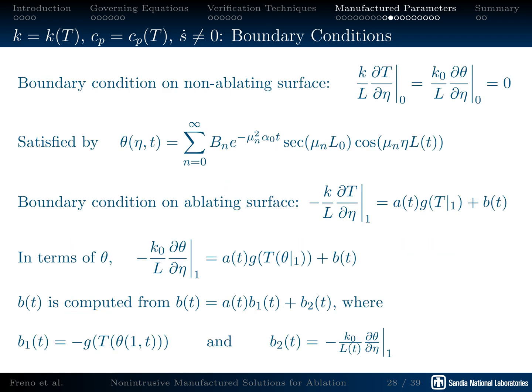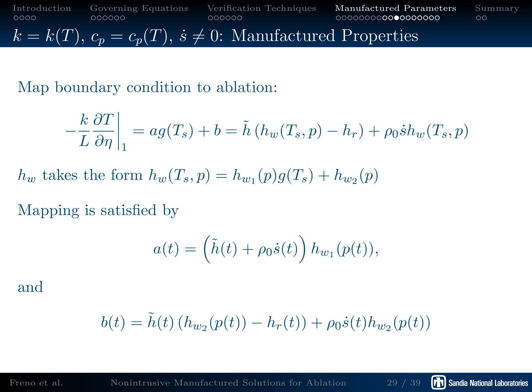Therefore, we reduce the solution by enforcing the boundary condition on the non-ablating surface. Next, we express the boundary condition on the ablating surface in terms of the theta variable and write b of t in terms of the preceding terms. As with the previous case, we can now map this boundary condition to the actual ablation boundary condition. We can most generally express the wall enthalpy in terms of two pressure-dependent functions, and the function from this case is the boundary condition. We can then express the remaining boundary condition terms in terms of the ablation data and recession rate.